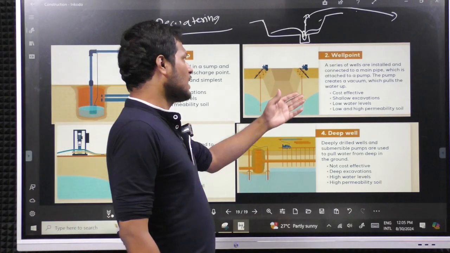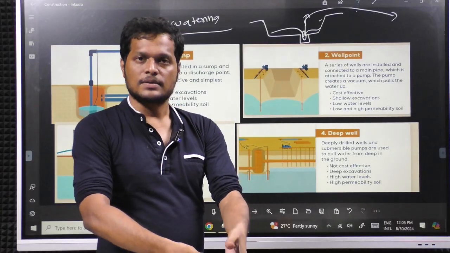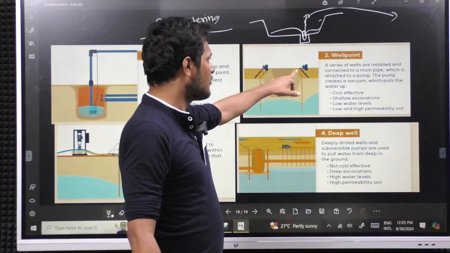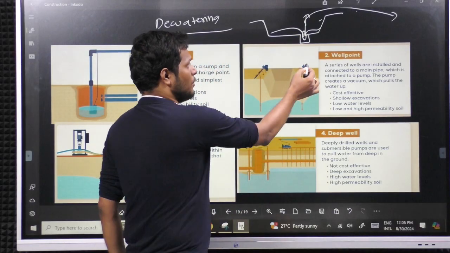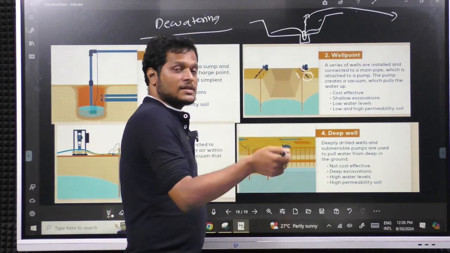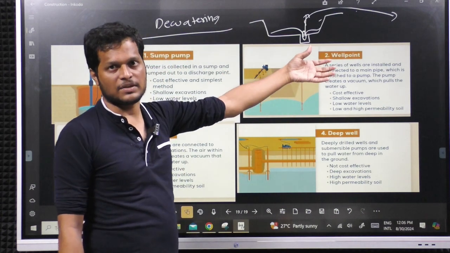The second one is the well point system. Instead of going through a sump, we excavate a series of wells connected to a pipeline like this. We place a motor on the top, not a submersible pump. This motor will pull the water from multiple wells.